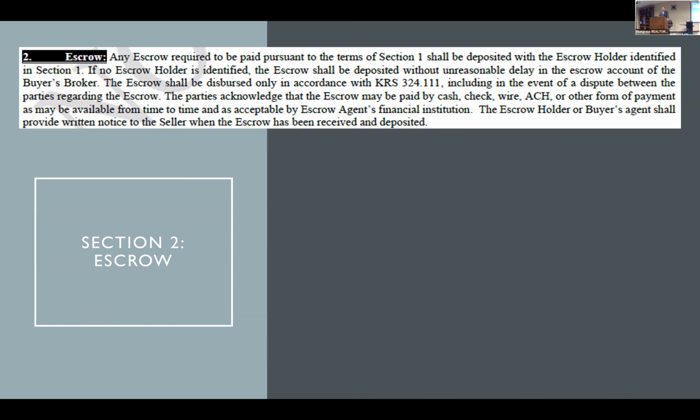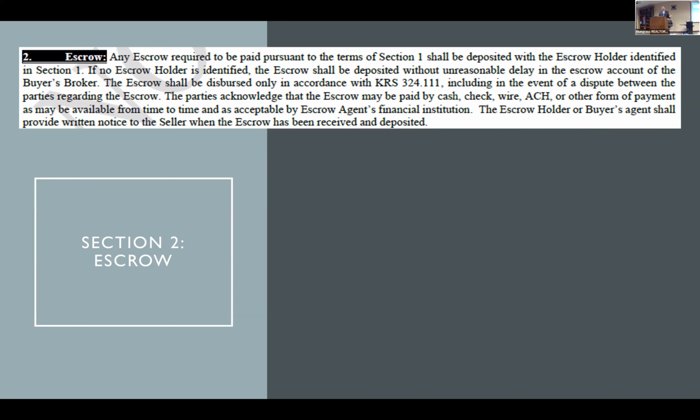Also important, KRS 324-111. Does everybody know what this is? All the brokers, you'll know what 324-111 is? Anybody not know what that is? Or you're not gonna raise your hand anyway, probably. So this is the section that lets you all get out of jail when you have escrow money that you don't know what to do with. What we're now doing in this section, and later on you're going to see, is we're adding 324-111 as a contractual term to the parties.